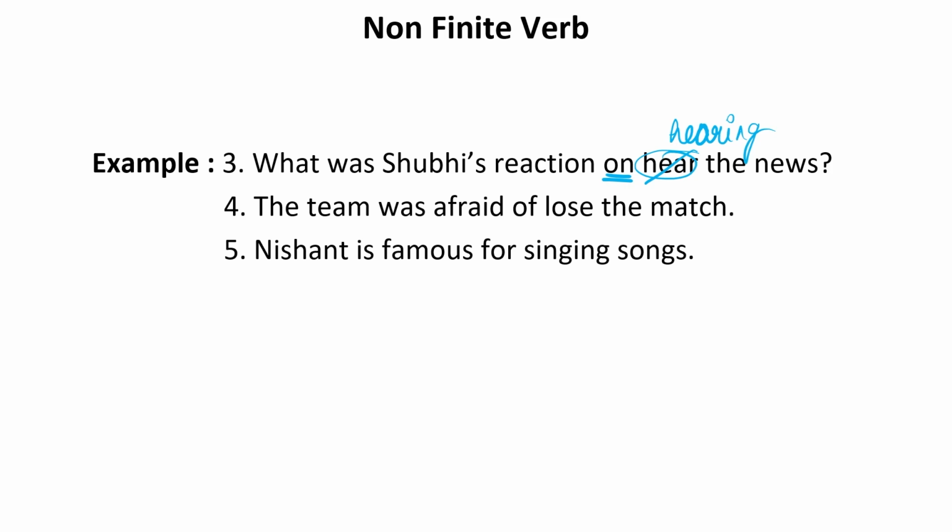The team was afraid of lose the match. Again, of should be followed by losing. It should be losing. Nishant is famous for singing songs. So for is followed by singing, that is the ing form.